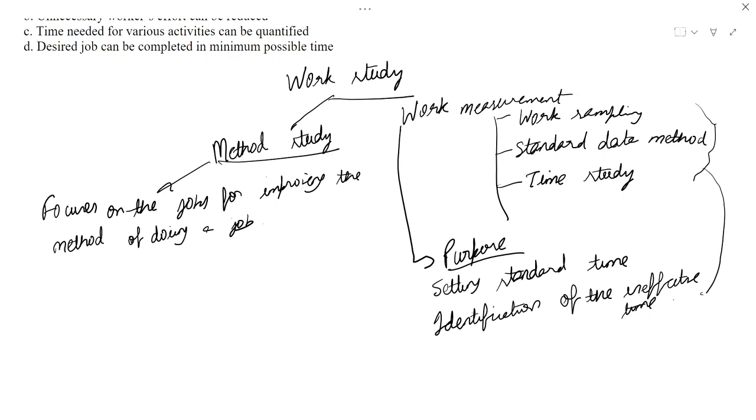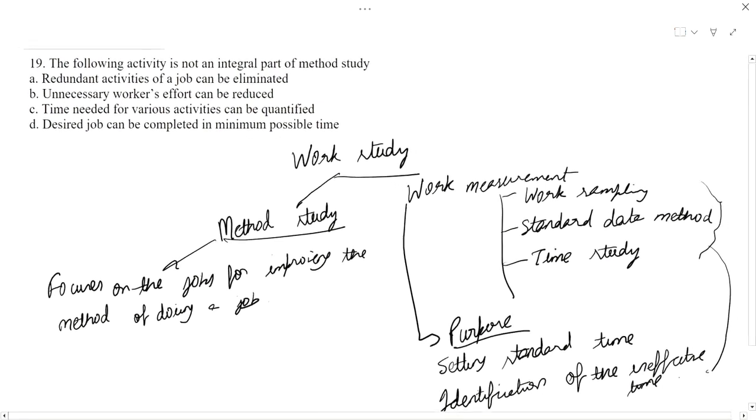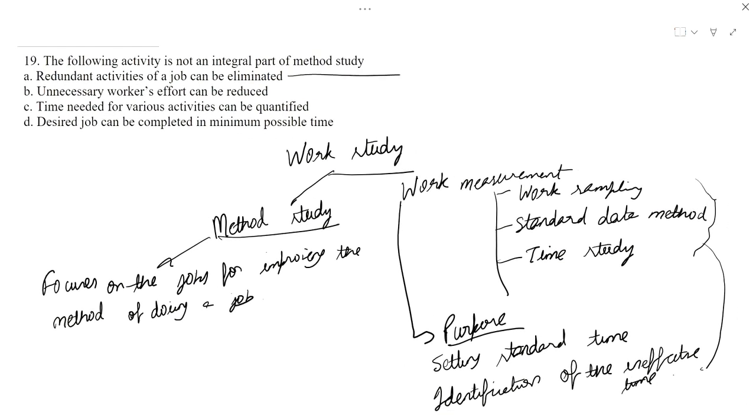So as per the discussion, redundant jobs can be eliminated, unnecessary worker effort can be eliminated, and the desired job can be completed in minimum possible time. But the time needed for various activities can be quantified in work measurement. This is a work measurement technique.